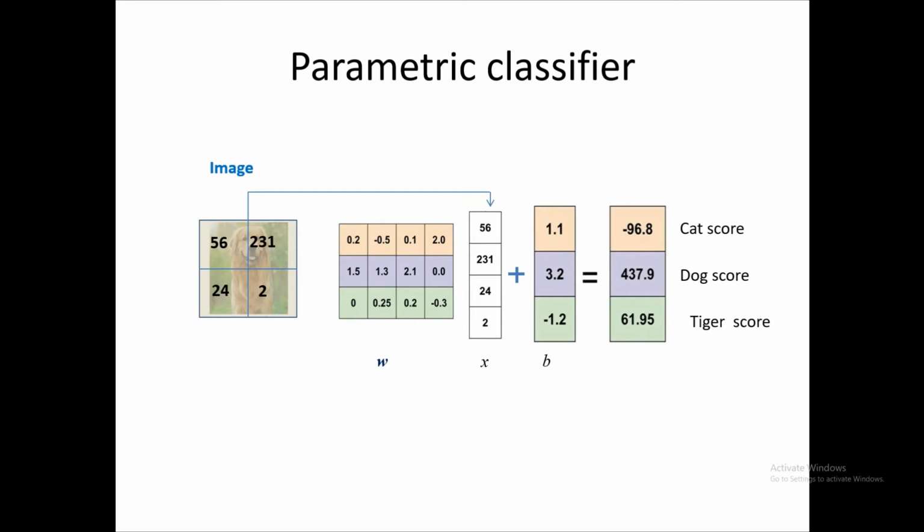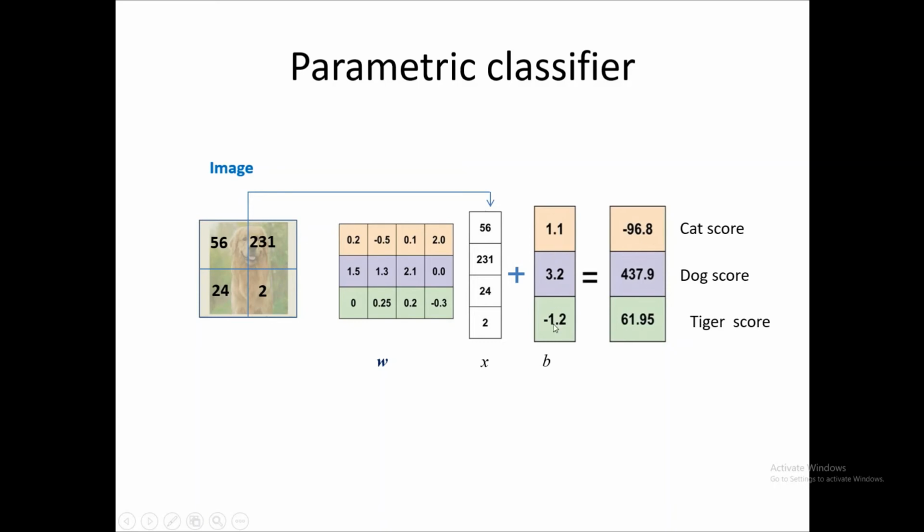This is the way of calculating the score. Now the question arises: how is the weight matrix defined? We can see here there are 2 unknown terms. We know x, which is the input, the pixels we get from the input image, and we have 2 unknown terms, the weight and b. We don't know how they are specified here.